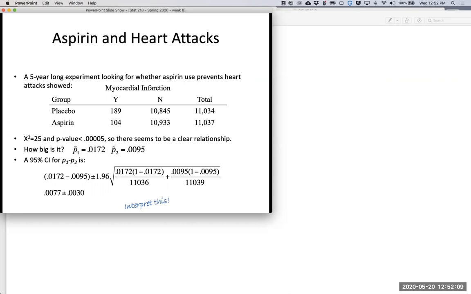Okay, and this is again in a group of elderly women with heart disease. About 11,000 each were assigned to take aspirin or a placebo. Our chi-square is large. We've looked at that data before. The p-value is small. There's definitely a relationship, and that's the directional p-value, 0.00005. My P1 tilde and my P2 tilde are easily calculable.